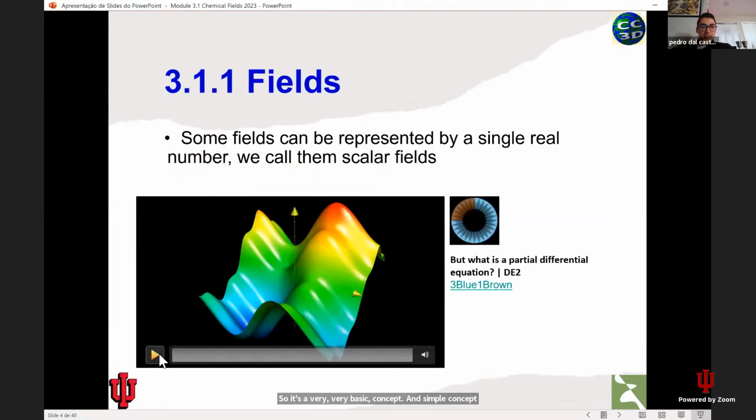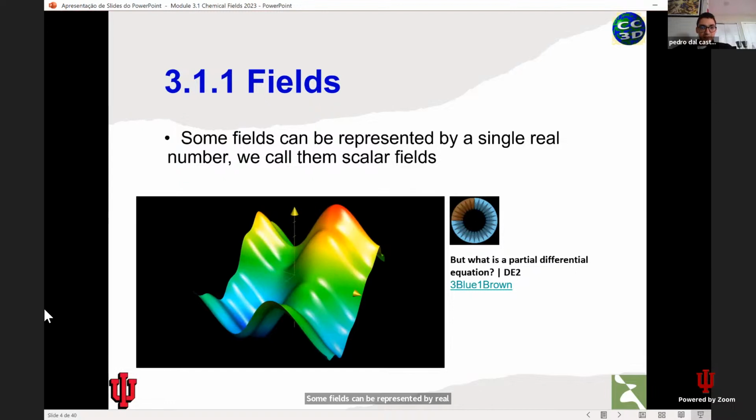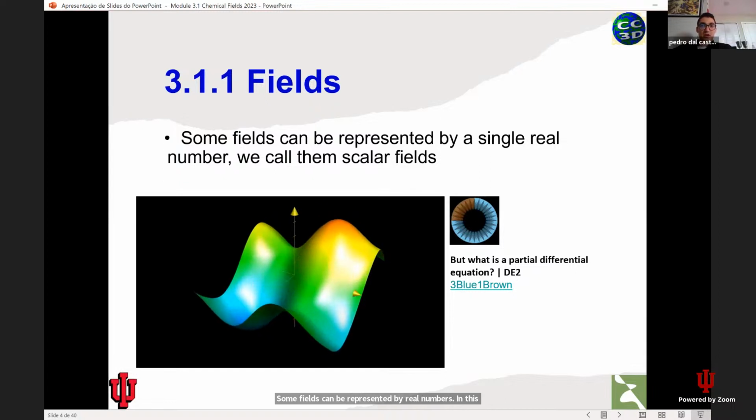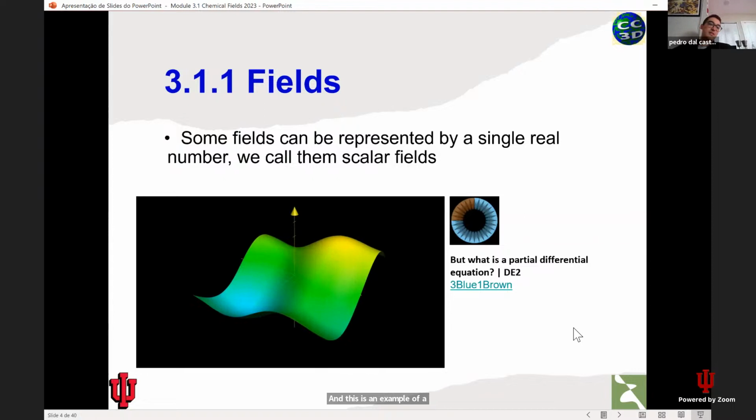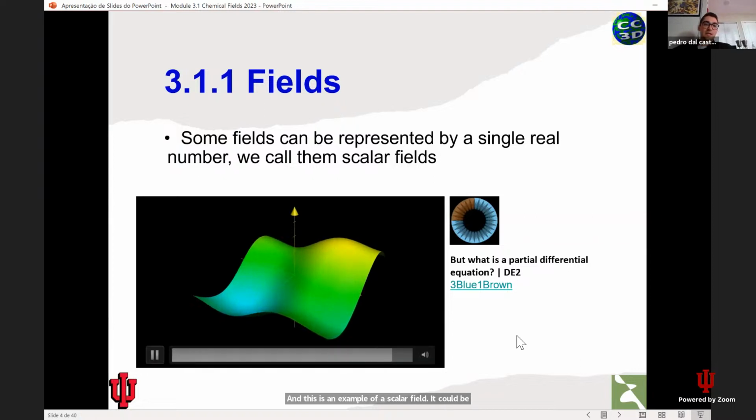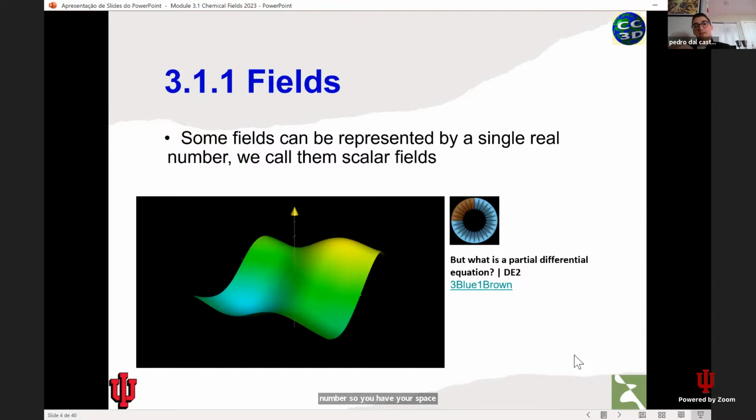Some fields can be represented by real numbers. In this case, they will be called scalar fields. And this is an example of a scalar field. It could be temperature, for example, and it's represented by a number. So you have your space, and in each point of space, you have the intensity of this field, which could be temperature, for example. So each point of space and time has an assigned number in the case of the scalar field.